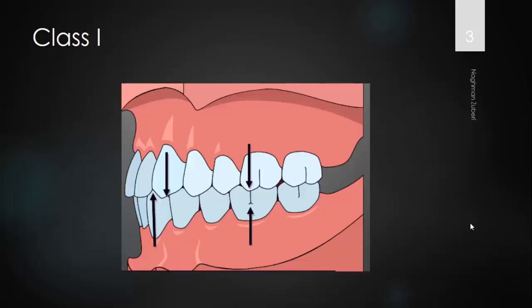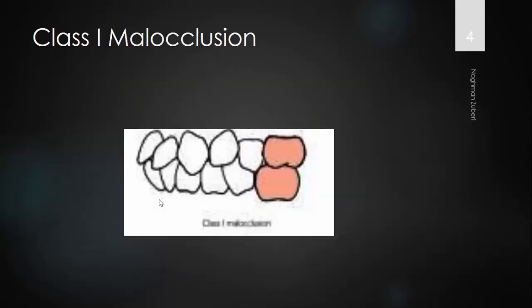But we just automatically assume that everything would be fine when there is molar class 1 relationship. We don't explain that there should be incisal class 1 and canine class 1. Well, in reality, in most of the cases it does not occur.